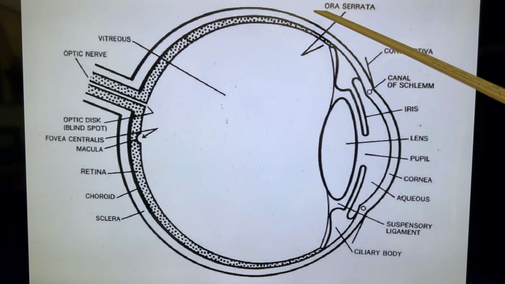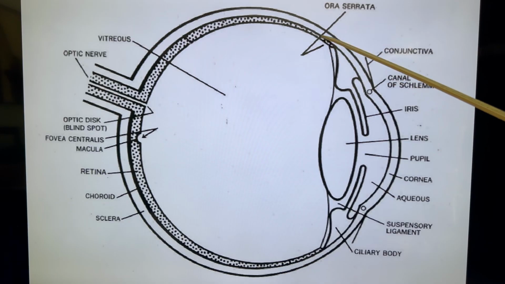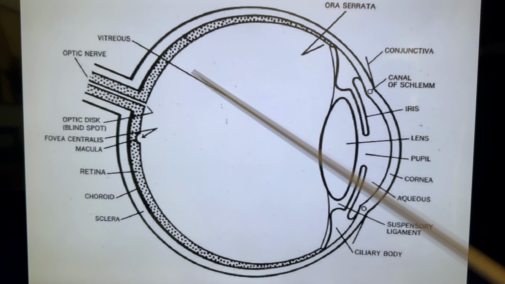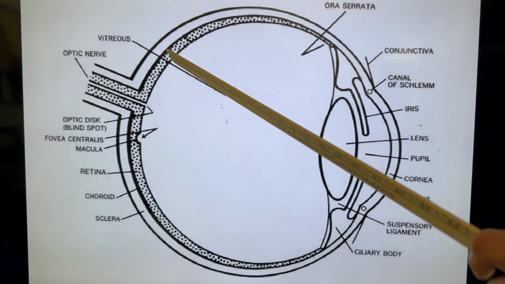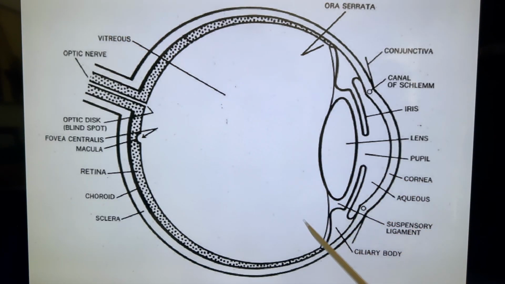First, we have the ora serrata, which is this little spot right here. It's an area in the inner eye where the retina ends and the choroid layer is visible. The ora serrata will not be problem-free if it has cysts, retinal dialysis, or other medical issues affecting this part of the eye. Then all in here, we have the vitreous humor. The vitreous humor is a clear jelly-like substance filling the posterior segment of the eye behind the lens.